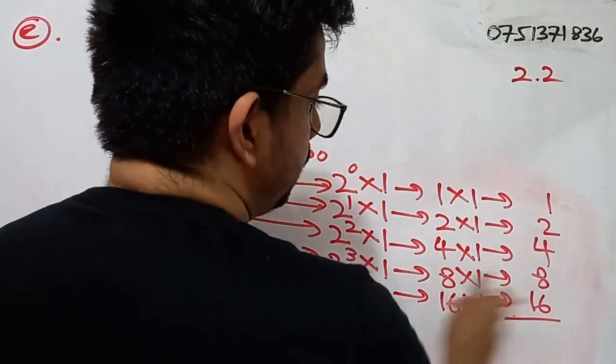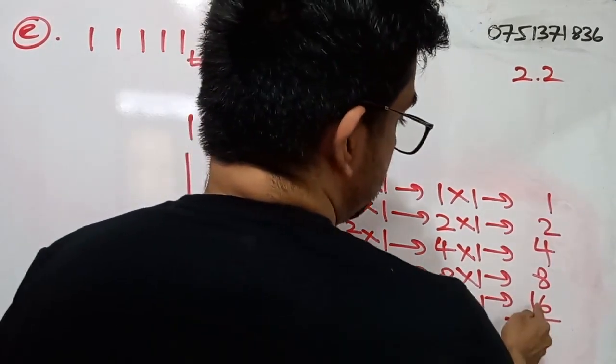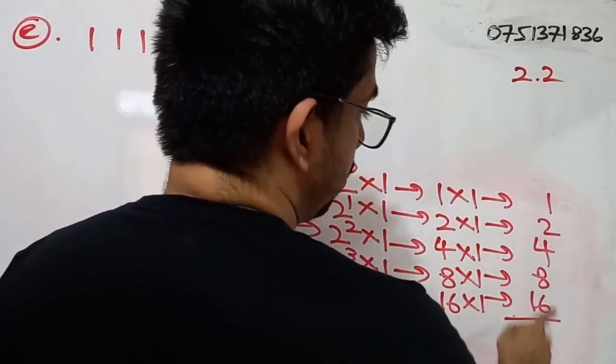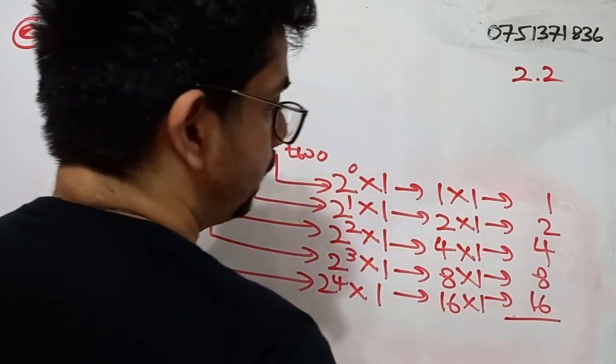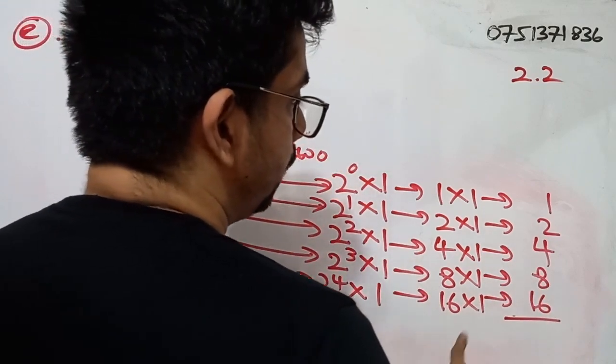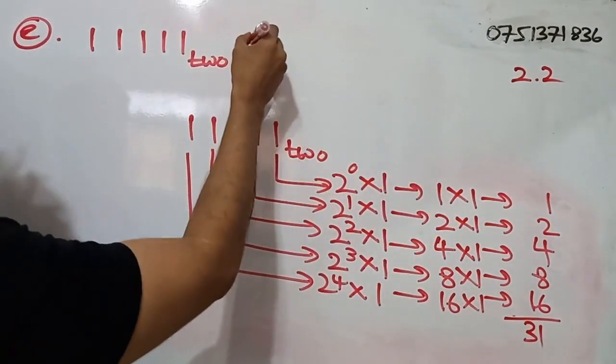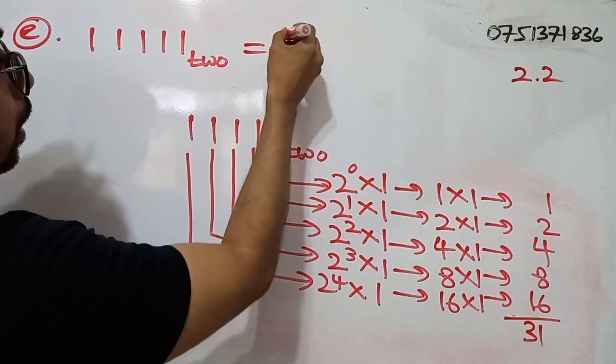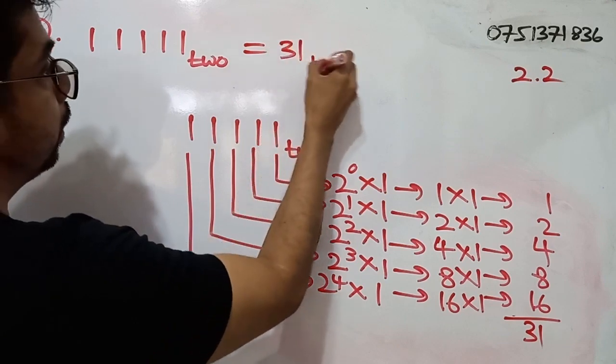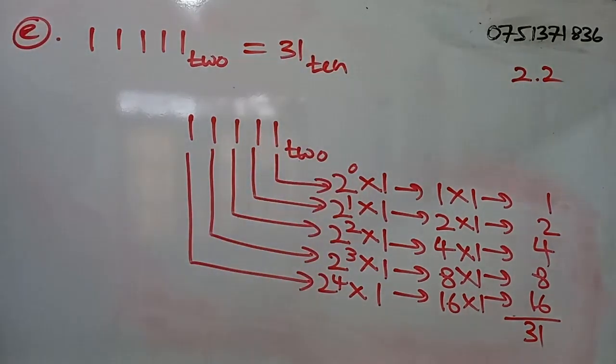Right, so when we add these values together, 16 plus 4, that is 20. 8 plus 2, that is 10. 20 plus 10, that's 30. 30 plus 1, we get 31. So when we convert this into base 10, we get 31. And we have to mention the base 10.